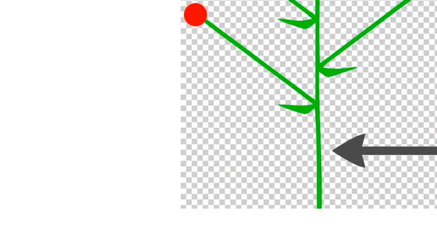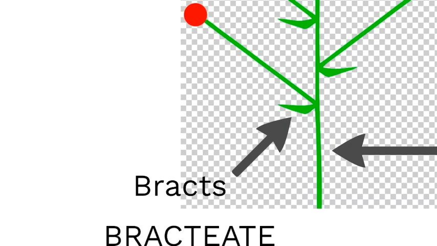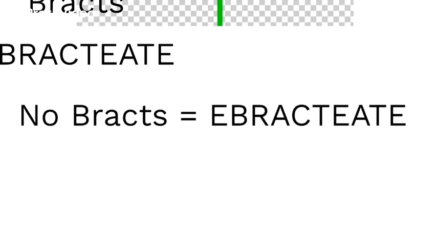If you see carefully, there is another outgrowth present at the base of each pedicel of the flower here in the representation. This individual outgrowth which is present at the base of the stalk of the flower is known as a bract. If the flower contains this bract, it is called a bracteate flower. A flower may, however, have no bract at all, and in case it has no bract at all, the flower is called ebracteate.